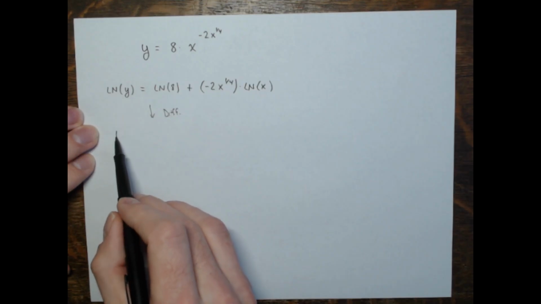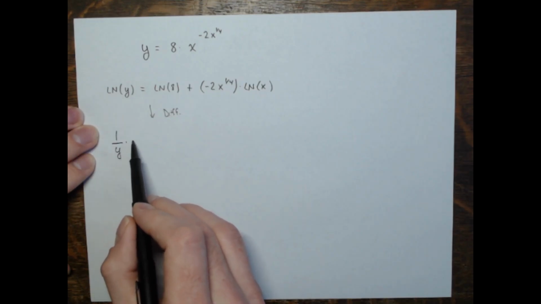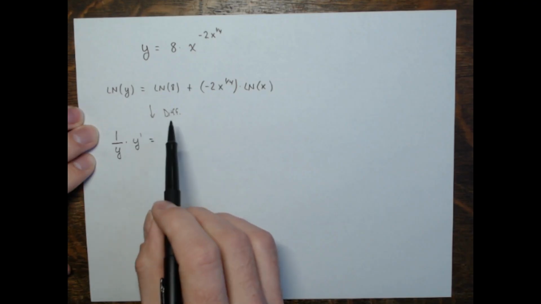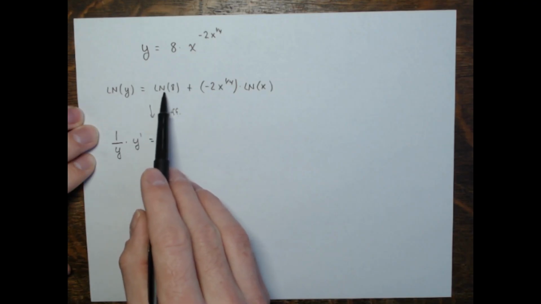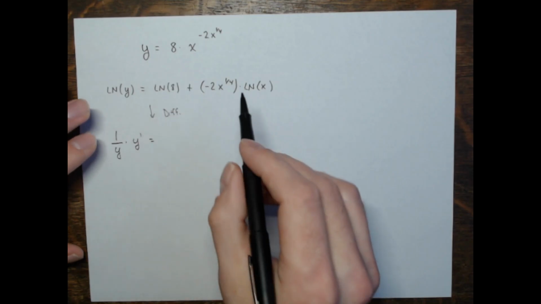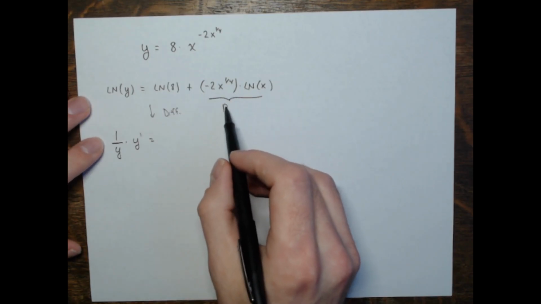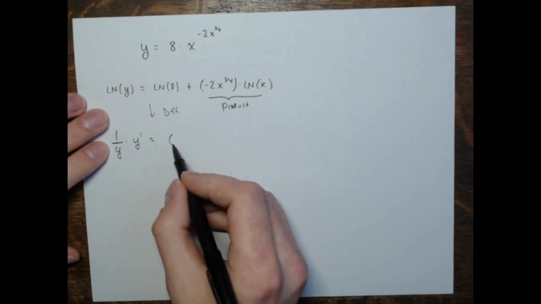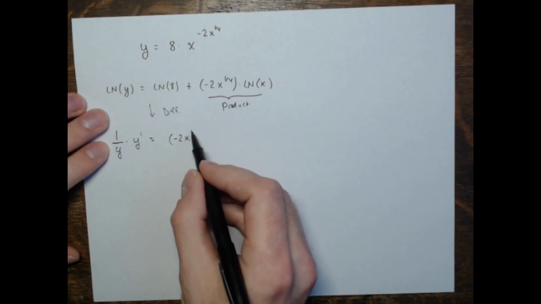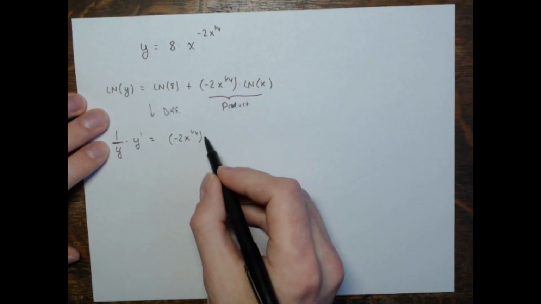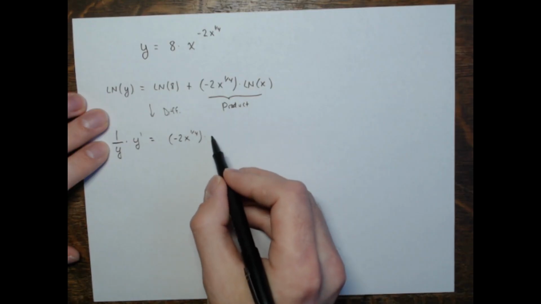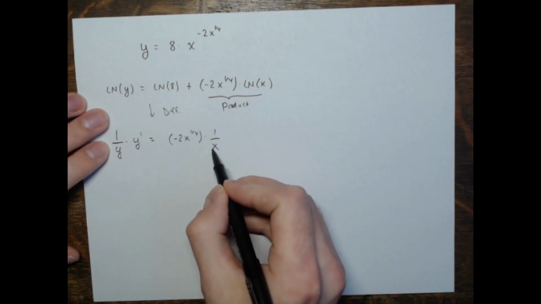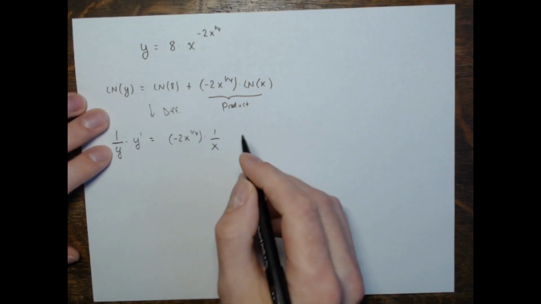Now when I differentiate, the left side again is 1 over y times y prime. On the right side, natural log of 8, the derivative would be 0, that's a constant. And then I'm doing the product rule with these two. I leave the first the way it is, negative 2 times x to the quarter, times the derivative of natural log of x, which is just 1 over x, or x to the negative 1. I'll put those together in a second.